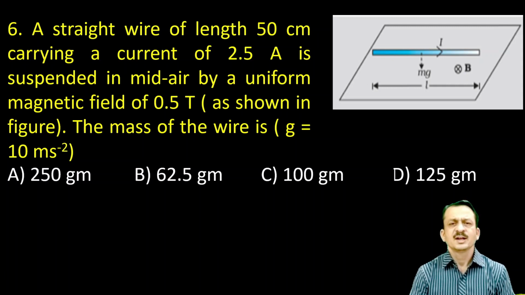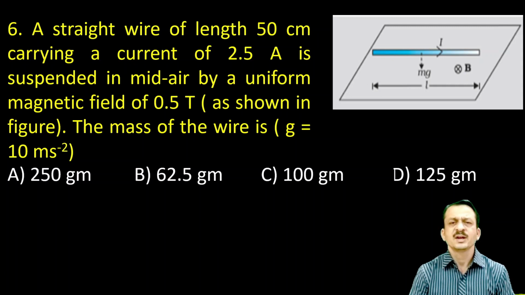So here a wire which is carrying a current. Now it is suspended in mid-air. Why is it suspended? Now it is experiencing two forces. One is the gravitational force, that is weight, which is acting downwards, m into g. Now this is balanced by the magnetic force experienced by that current carrying wire. Now what is the direction of the magnetic force?